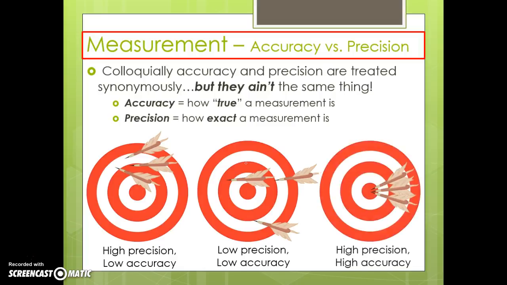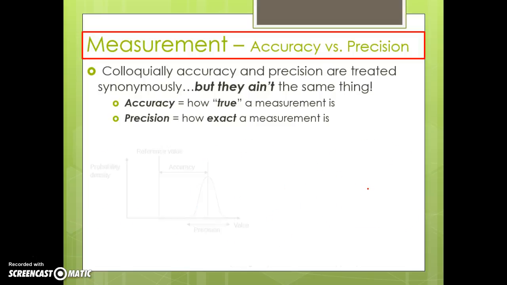Now finally, this is me right here. I would have high precision and high accuracy because I'm the freaking best. This shows that this measurement is true because it's accurate and I'm always hitting the middle. And I'm exact. All three of my throws are always hitting the middle. So precision, once again, is how exact a measurement is, and accuracy is how true a measurement is.